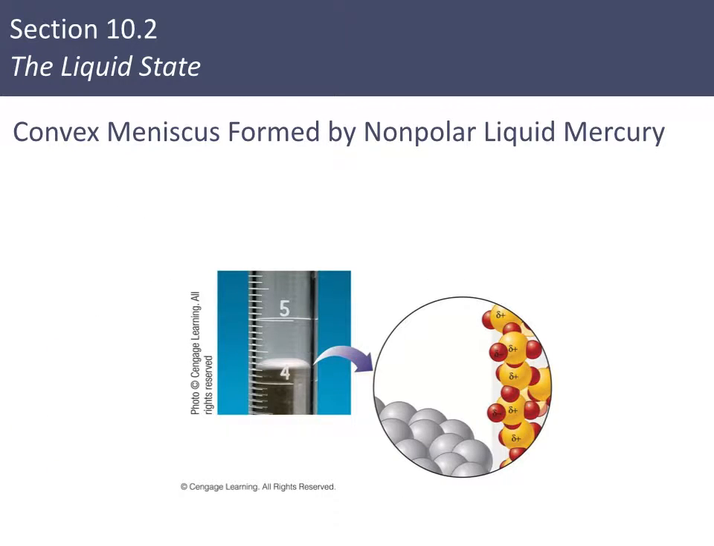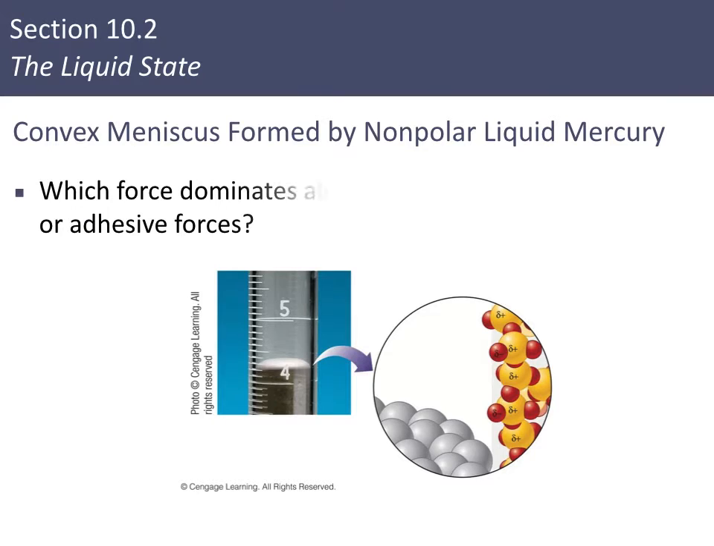So let's take a look here. We're looking at the convex meniscus formed by nonpolar liquid mercury. Which force is going to dominate in this glass tube, cohesive or adhesive? And you can look at the picture.